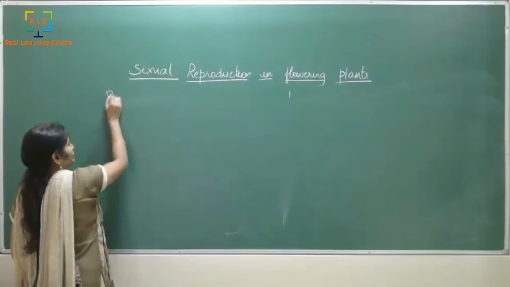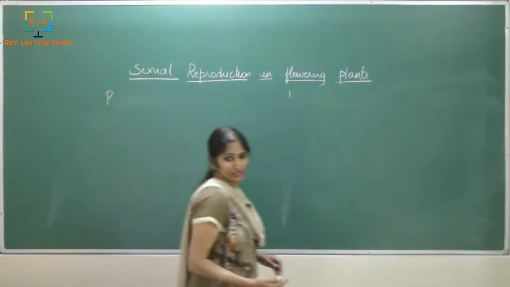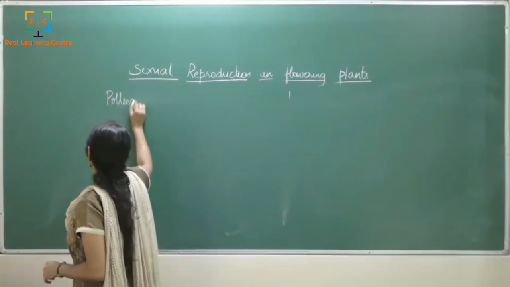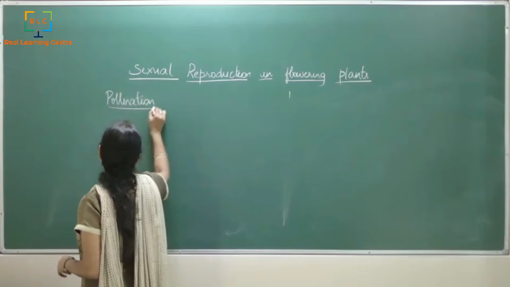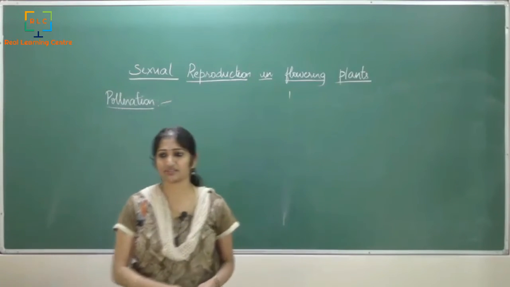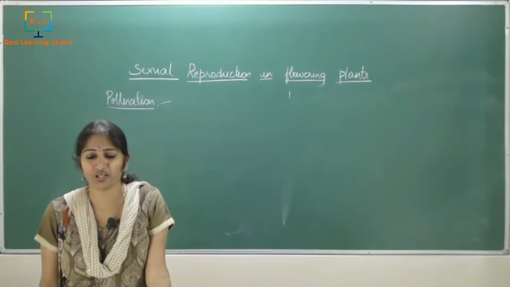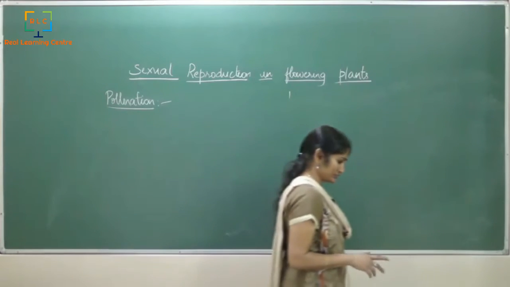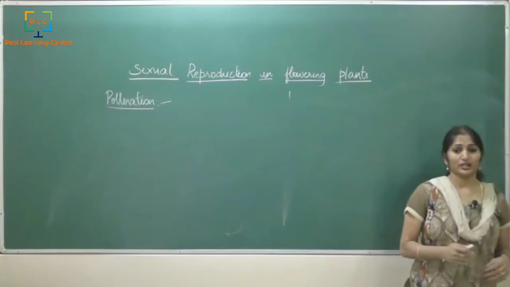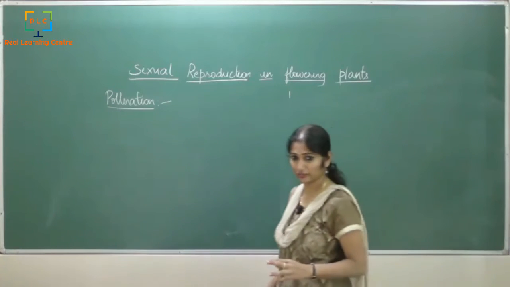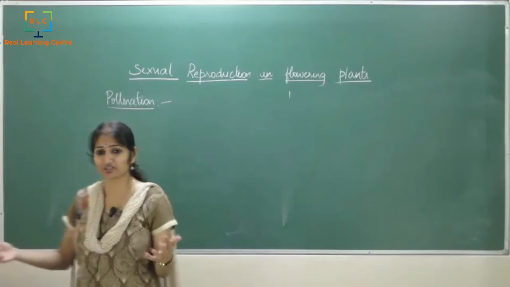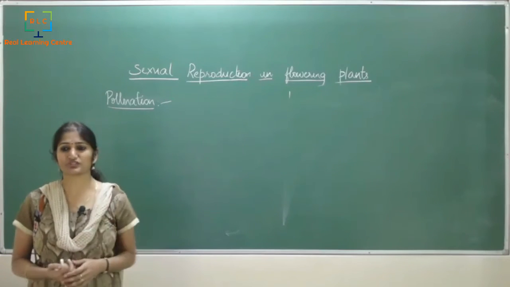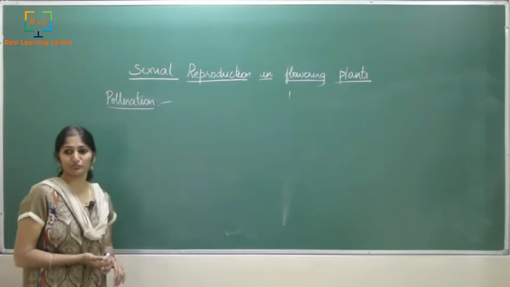So we have studied the male gametophyte, we have studied the female gametophyte. Now we will study the next most important aspect of sexual reproduction in flowering plants, which is called pollination. Please do remember that plants themselves are non-motile, right? The gametes also are non-motile, but now we are talking about sexual reproduction where there has to be fusion of these two gametes. Now, how does that happen? That happens by a process which we call pollination.